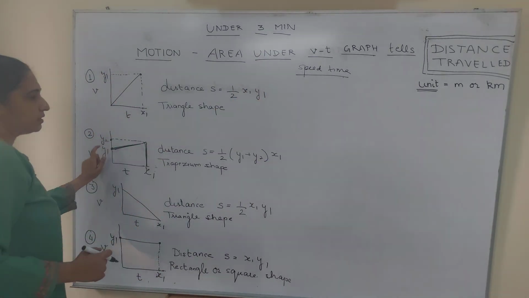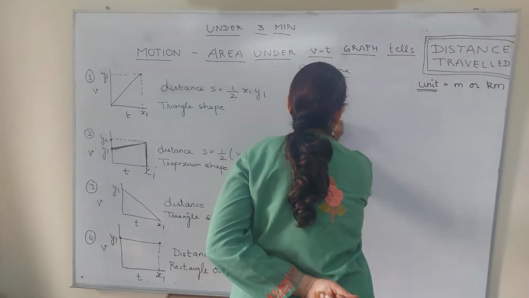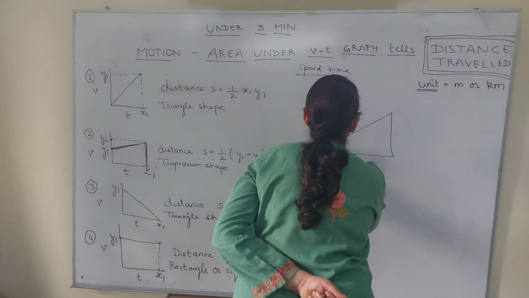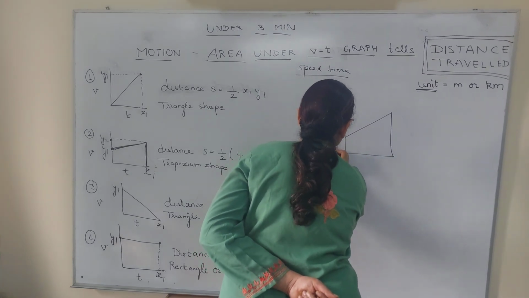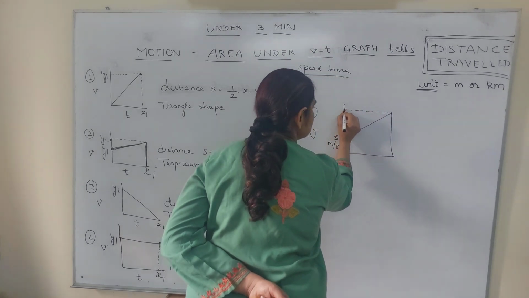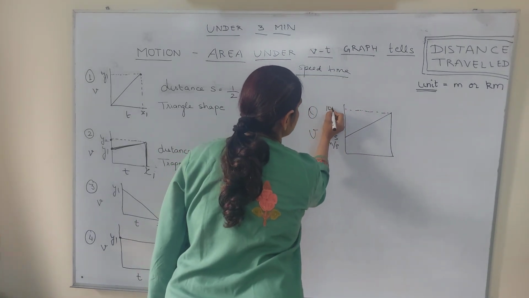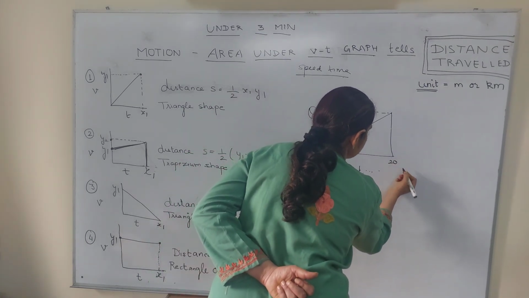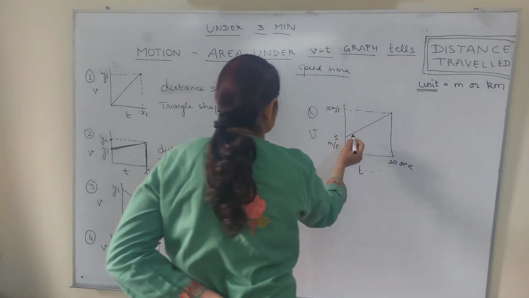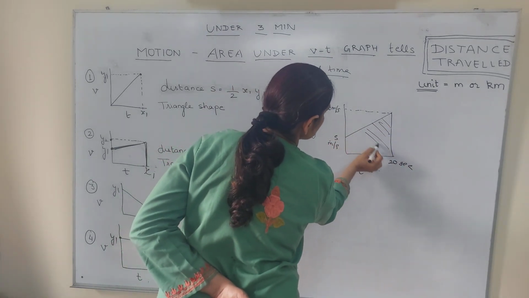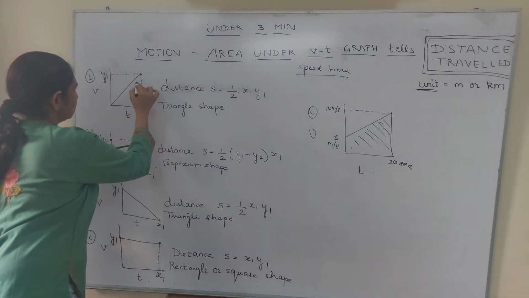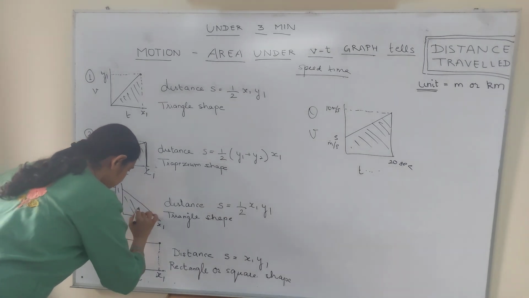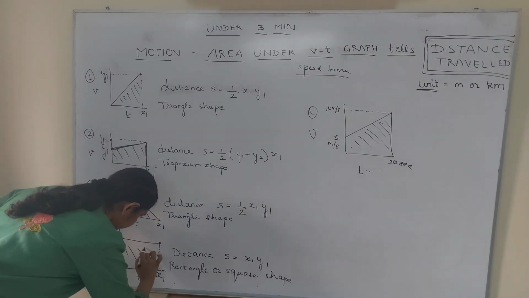I'll take one example quickly. Suppose this is velocity, this is 5 meter per second, and suppose I take it here, and this becomes 10 meter per second, and the time it takes to do so is suppose 20. So this is the area under the graph. These shaded areas are called area under graphs.